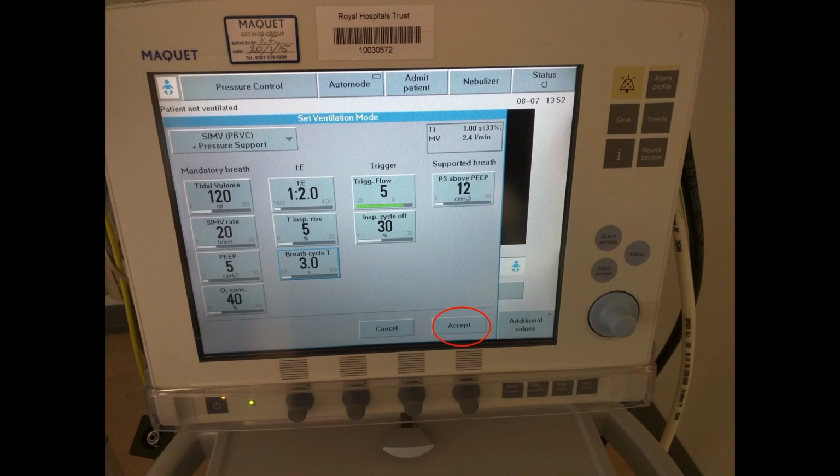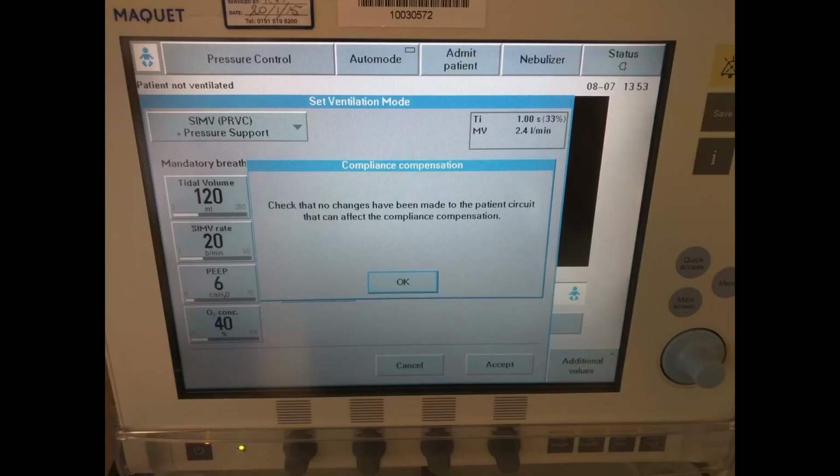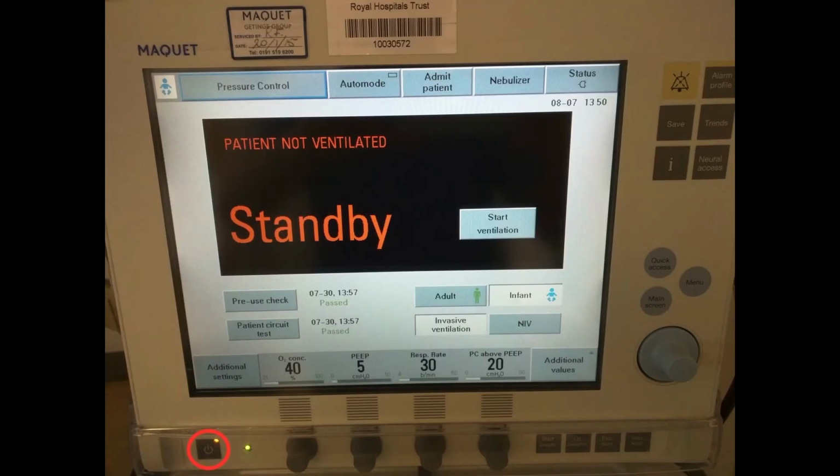Okay, so once you're happy that you have all the settings the way you want them, press the accept button to confirm your changes. Importantly, if you leave the screen before hitting accept, all the changes you've made will be lost. It'll then ask you to confirm that you haven't made any changes to the circuit that are going to affect its compliance. And once you're happy, you've clicked OK, it'll take you back to the standby screen.